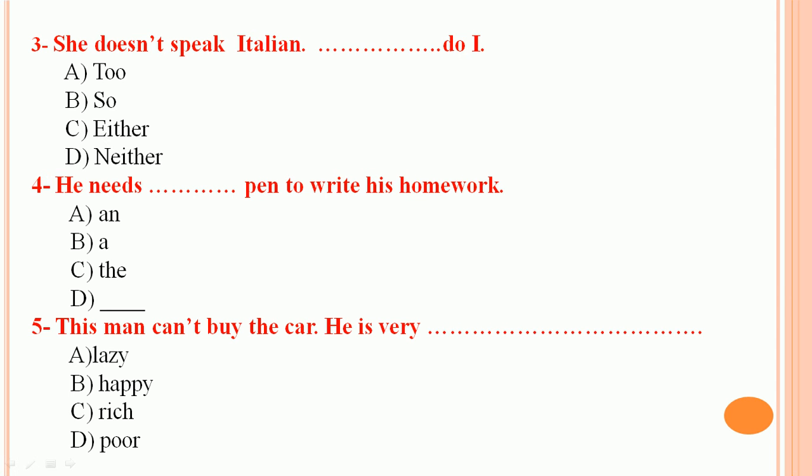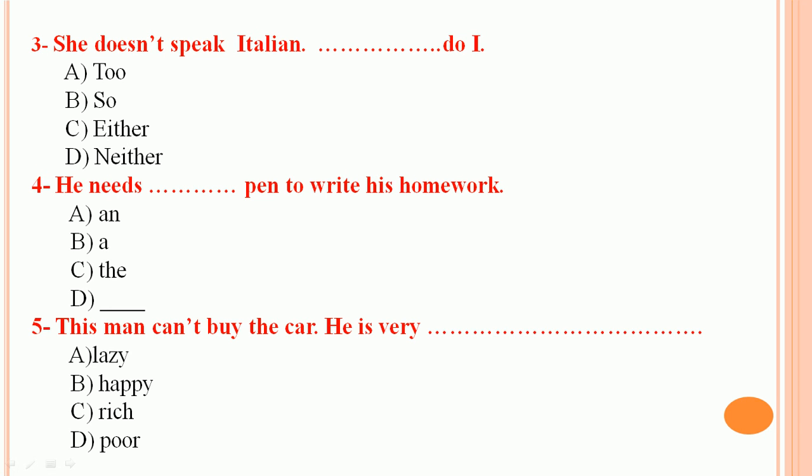Number 4, he needs pen to write his homework. He needs a pen, because here we have the word pen starts with a consonant. The letter P is a consonant, so he needs a pen. Yes, the answer here is a, because the word pen starts with the p sound. It is a consonant.